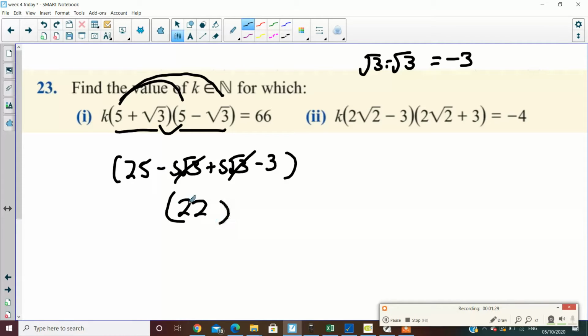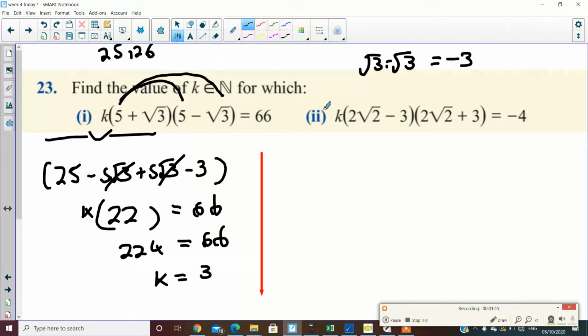Now, do you see the k on the outside? K times 22? 22k, isn't it? Divide 66 by 22? Yeah, it's first part.